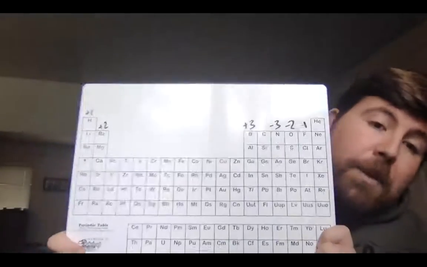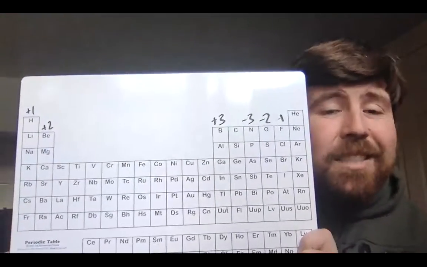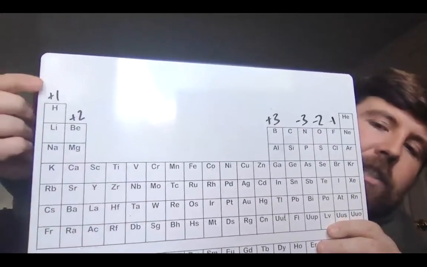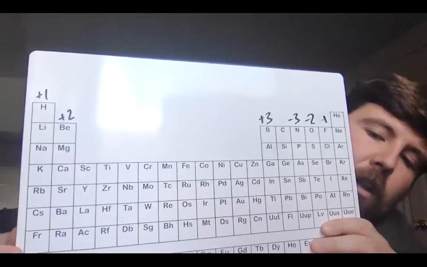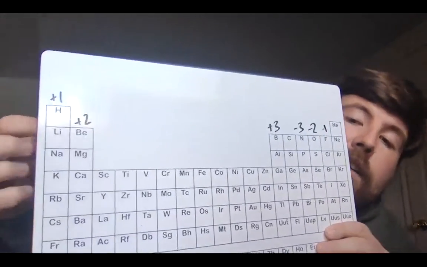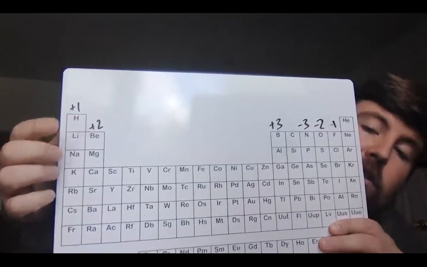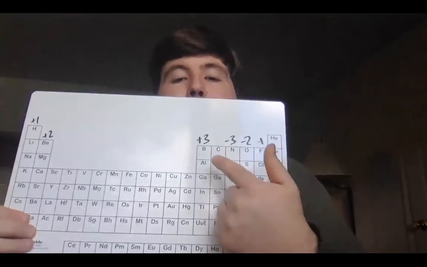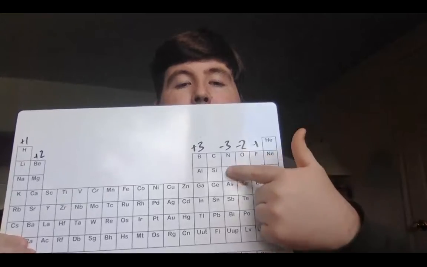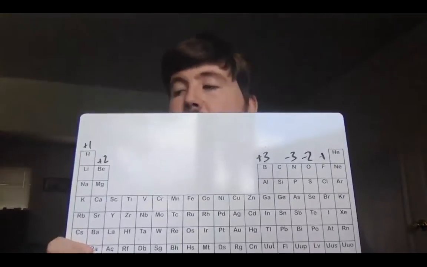Now, hopefully you all recognize this as the periodic table, but the big takeaway for today's lesson is going to be the identification that if you are in the first column, you're generally going to have a +1 charge when you're an ion. If you are in the second column, you're going to have a +2 charge when you're an ion, +3, -3, -2, and -1 respectively.